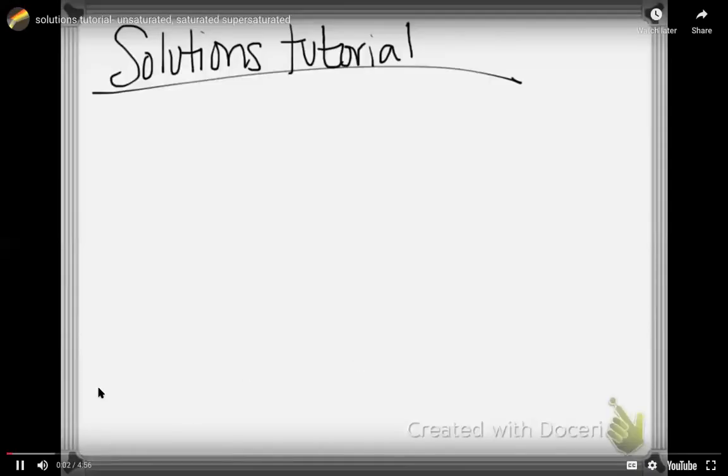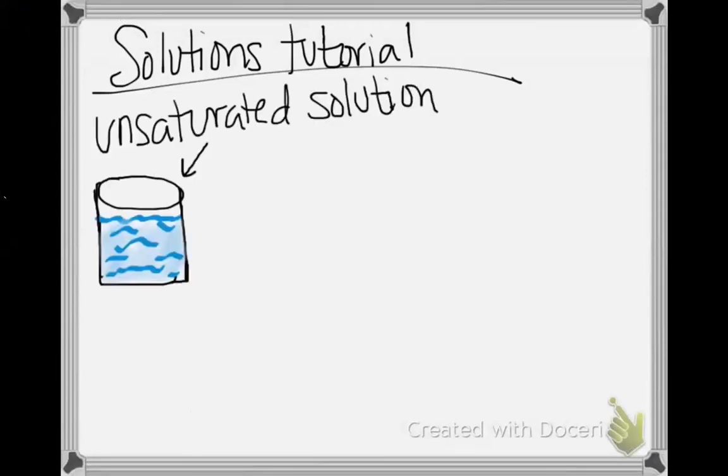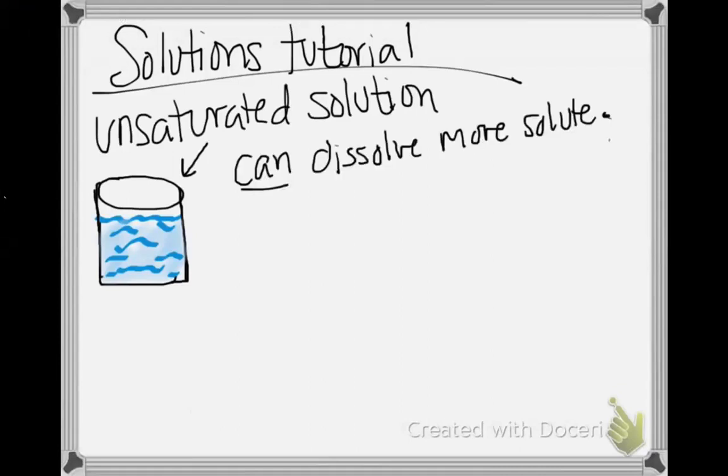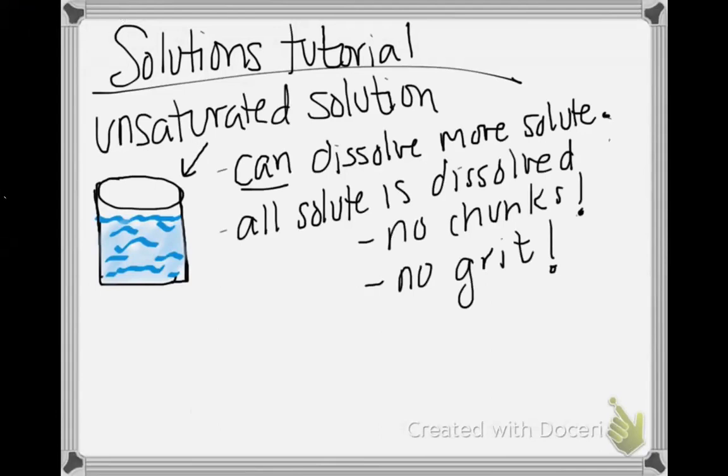Hi, welcome to a quick tutorial on solutions: unsaturated, saturated, and supersaturated. How do I tell them apart? Here we have an unsaturated solution. Our unsaturated solution is capable of dissolving more solute. You can keep adding solute to this, and it's still got the ability to make that solute dissolve. In an unsaturated solution, all the solute that's in there is dissolved. That means no chunks, no grit in the bottom. Every single piece of solute in that unsaturated solution is dissolved.